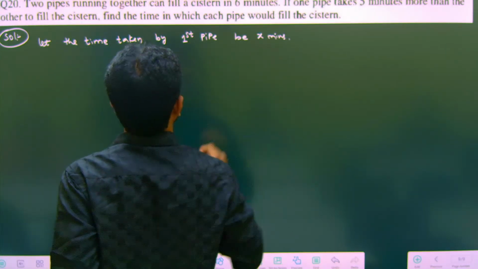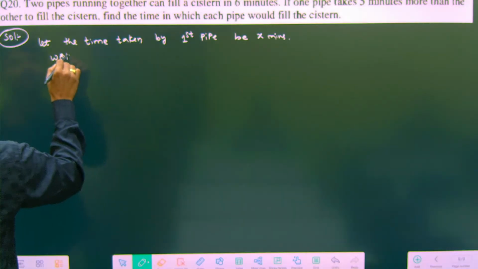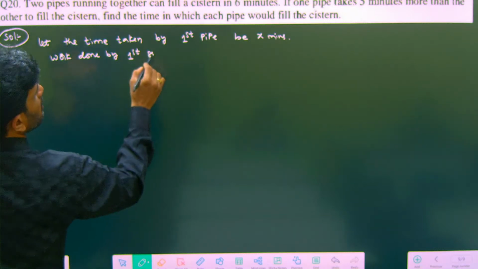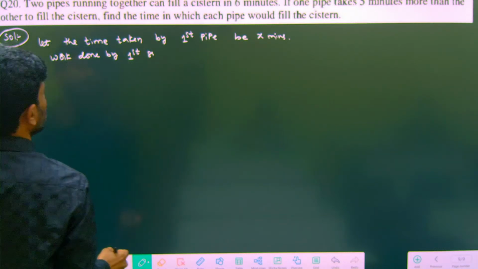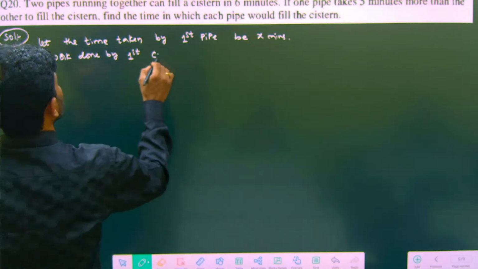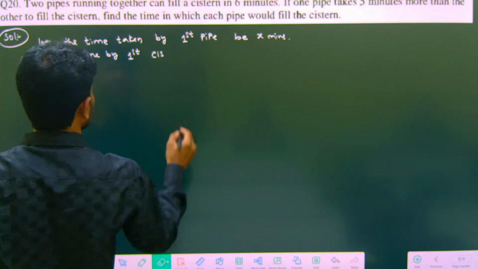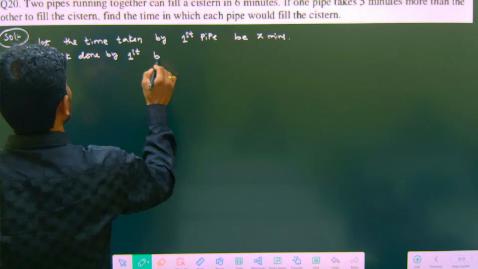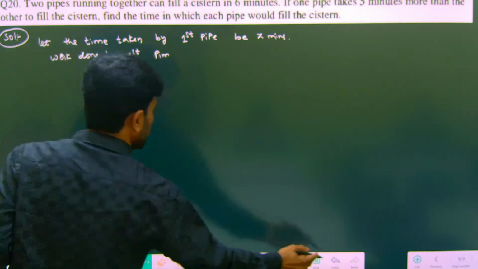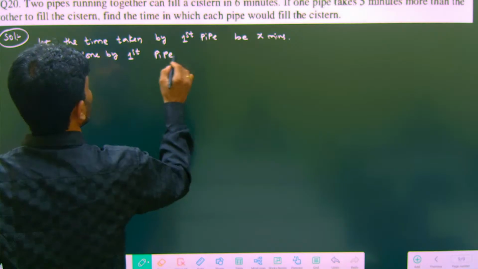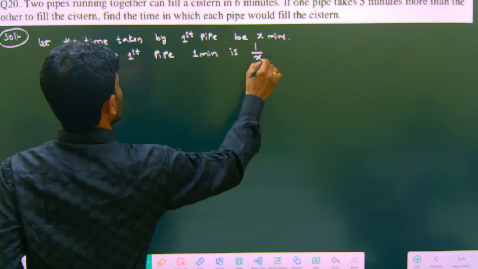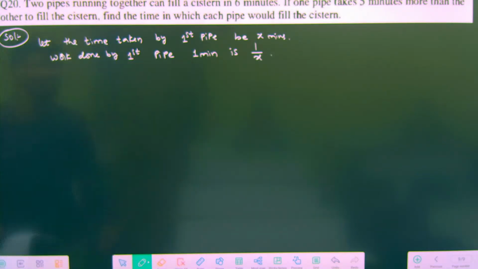Then work done by first system, zero system. Calculated by first 5: work done by first 5 in 1 minute is 1 by x. If calculating by the system, the second takes 5 minutes more.